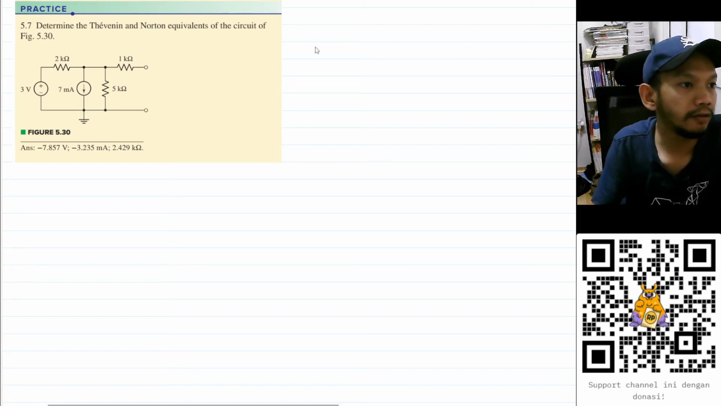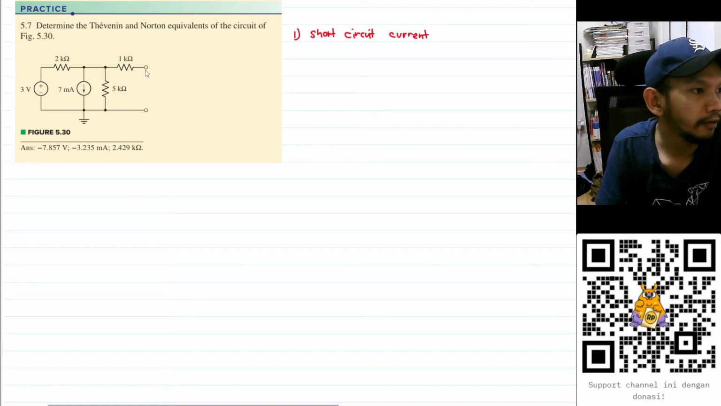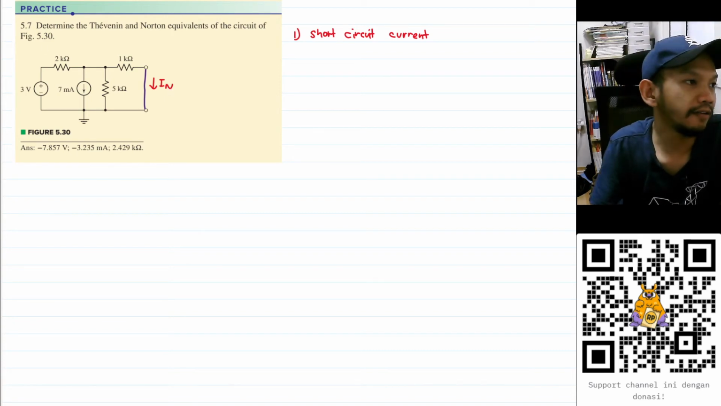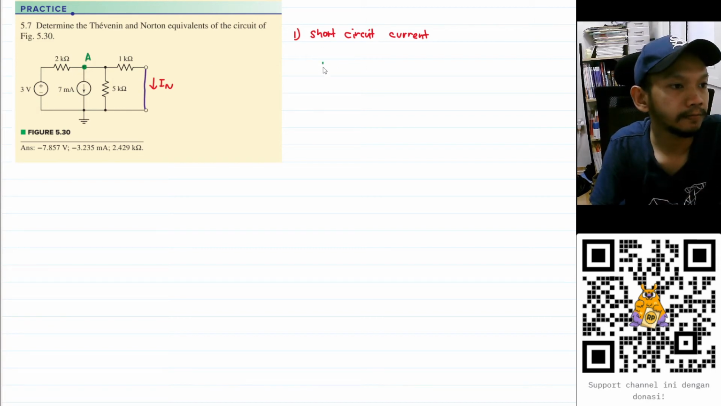Okay, let's do that. The first thing we need to do is to find the short circuit current at the terminal. So we need to get this shorted. Let's short that. I will have this shorted, and we need to calculate this value here, I_N. Okay, and I can do nodal analysis, right? Because let's see, I can do KCL at node A.